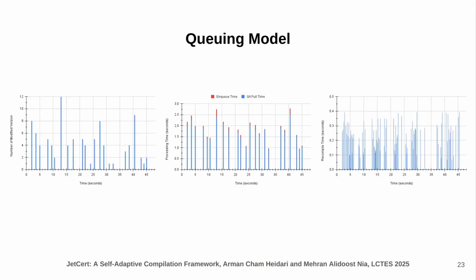So these diagrams show the process of making changes to the Git and their priority update based on time. The first chart is the number of changed versions, modified versions, over time. The second chart is the processing time and adding to the queue in order of priority based on time. And the third chart is the update chart of modified versions based on time.